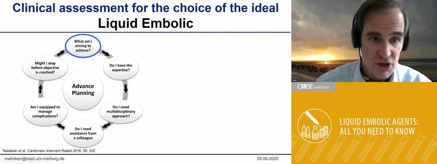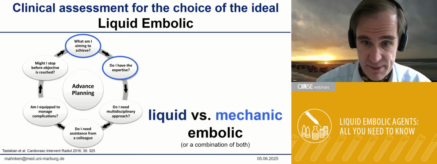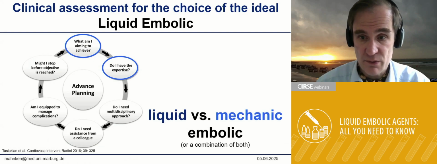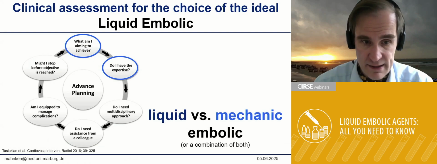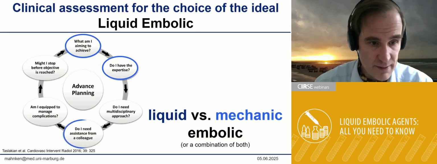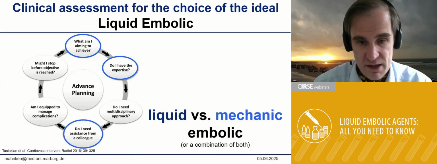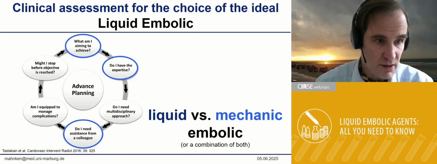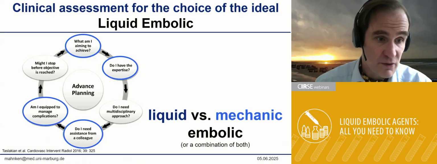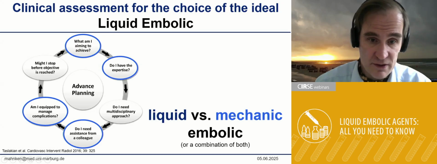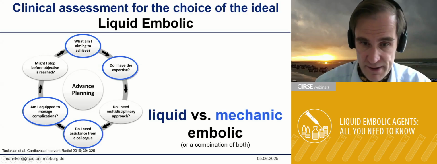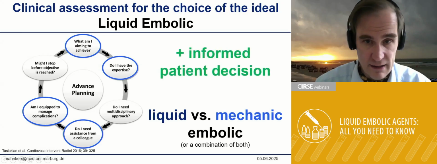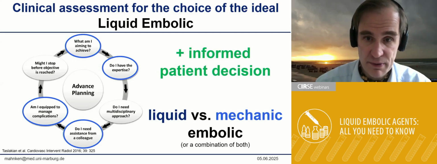So those are the questions during advanced planning that I ask myself. What am I aiming to achieve? Do I have the expertise, particularly between liquid versus mechanical embolic? In the end, it's a question of training. Sometimes it's also the question, do I need assistance from a colleague? Maybe if I have to flush the catheters very rapidly and so on. And in the end, am I equipped to manage complications? Because complications with liquids are definitely different from complications with coils or plugs. So I need to be prepared. And anyway, I need an informed patient decision.